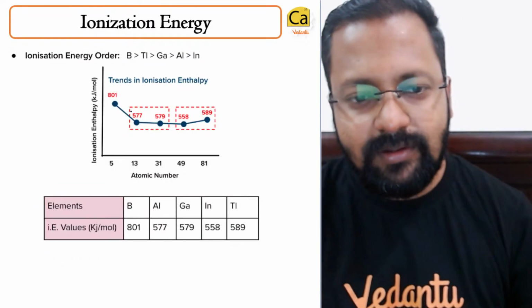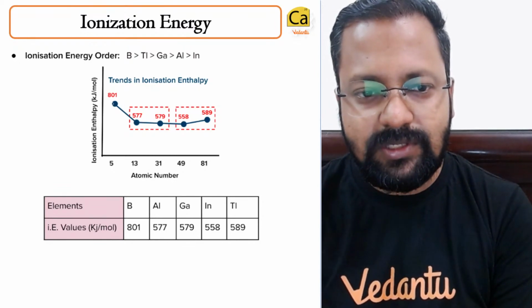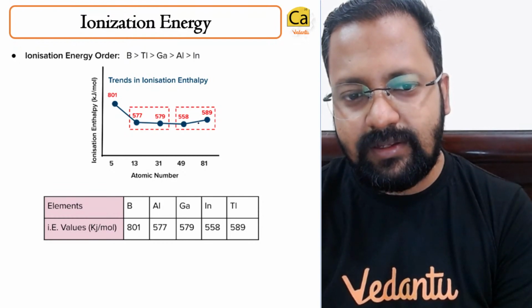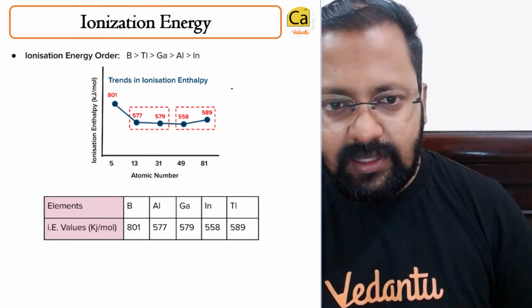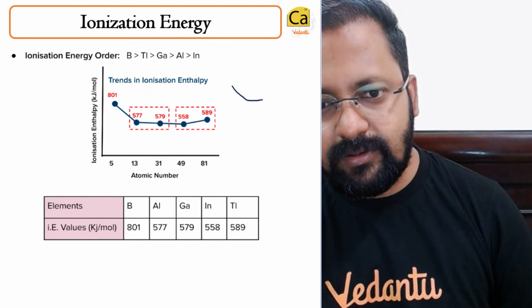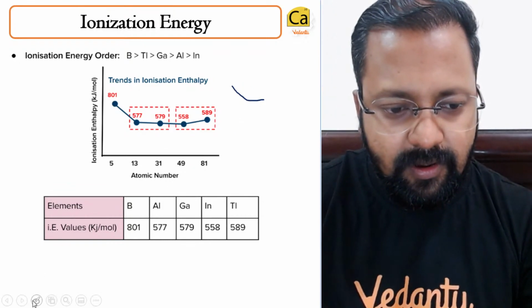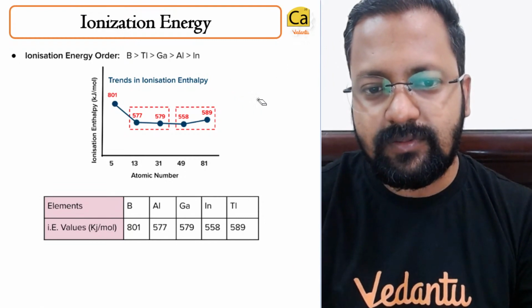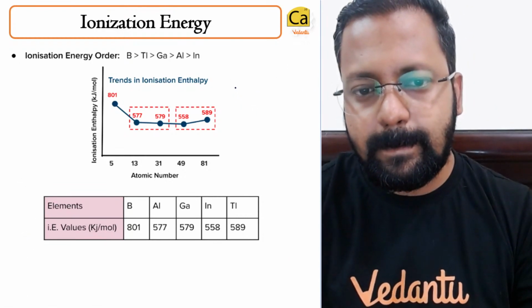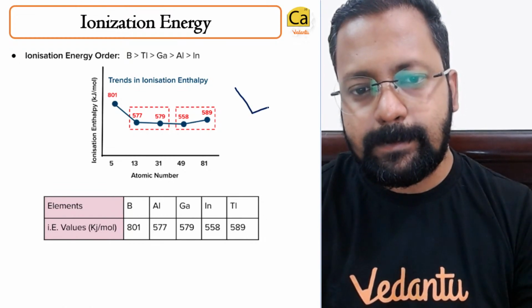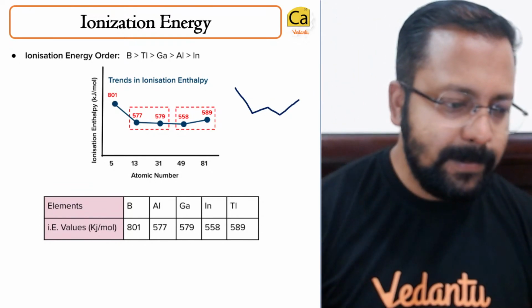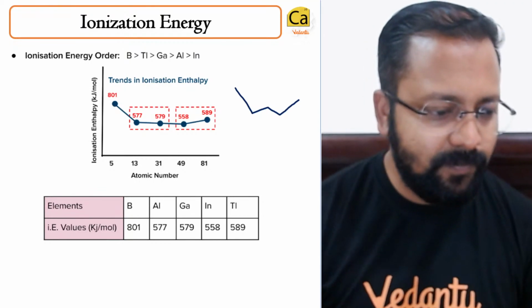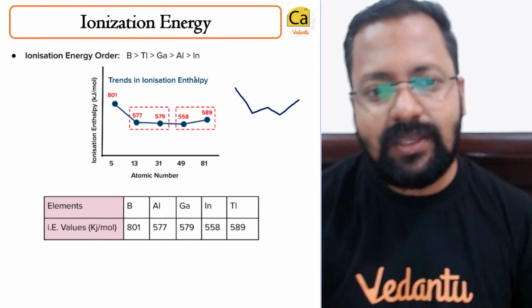So if you look over here, it goes like this. Can you see the trend? It decreases and then it increases. It decreases, and then it increases. You can see that there's a slight increase over here. If I draw it more properly, it will be like this, something like a W. Kind of a W. So this is the trend that we observe.